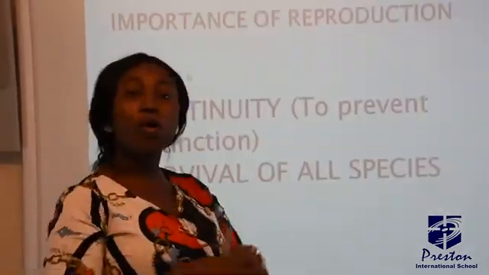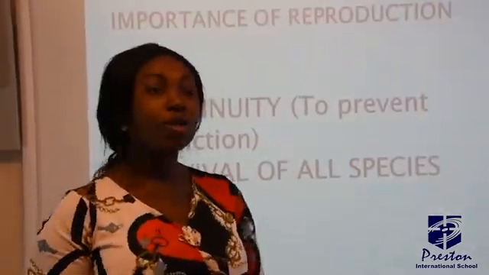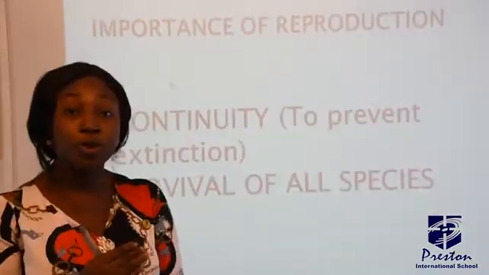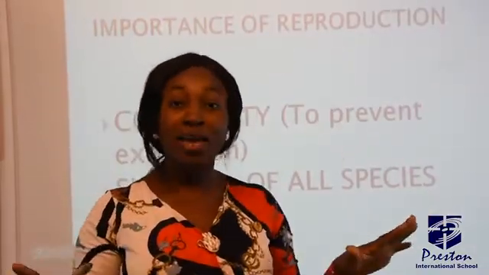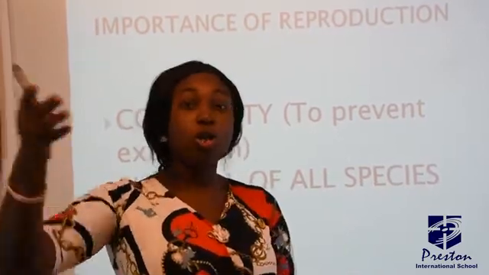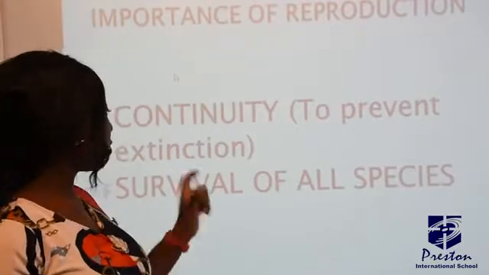And for survival of all species. Now you can see different species of animals. We have the goats, we have the dogs, we have elephants, we have lions, and so on and so forth. Now reproduction helps for this, for their survival. If they stop reproducing, then boom, we can't have any of them in years to come. So for continuity's sake and for survival of species, reproduction is very important.